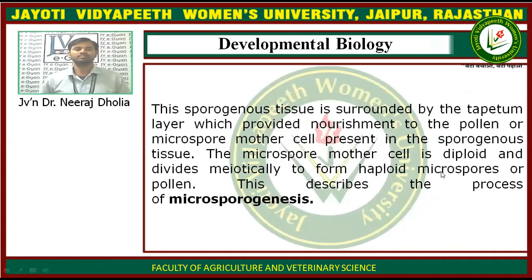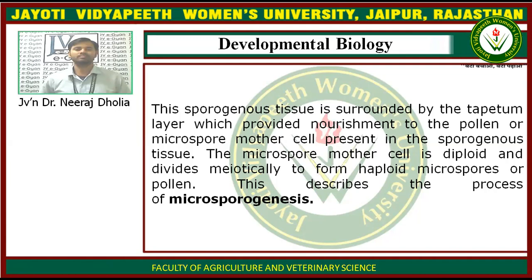The sporangious tissue is surrounded by the tapetum layer, which provides nourishment to the pollen or the microspore mother cell present in the sporangious tissue. We discussed that the archesporial cell makes two layers, one inner and one outer. The inner layer makes the sporangious tissue, which is again surrounded by the tapetum. The tapetum gives nourishment to the microspore mother cells present in the sporangious tissue.